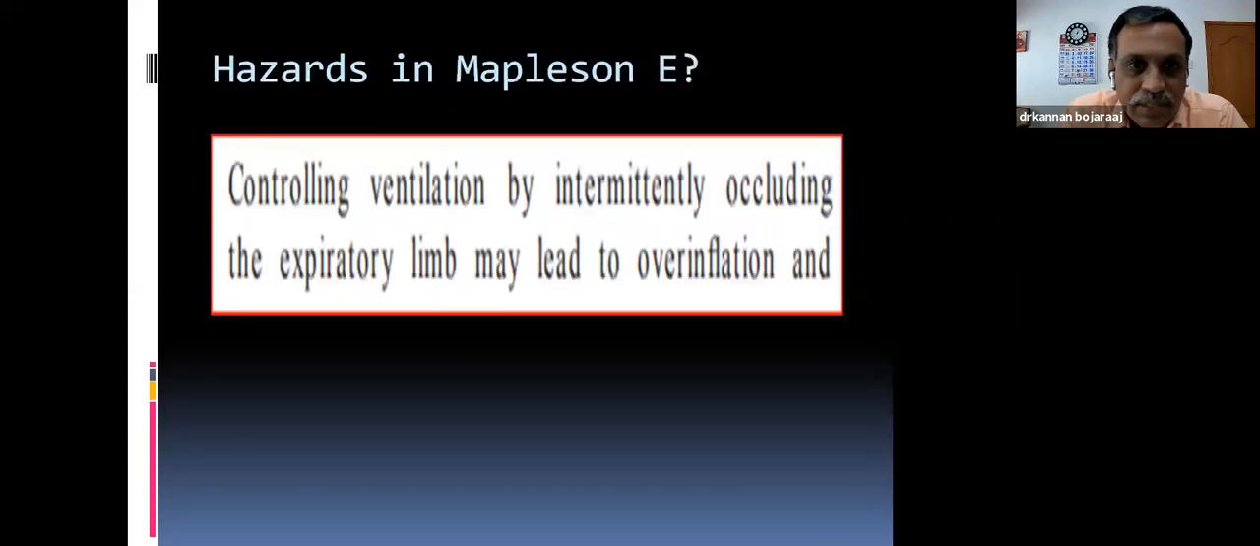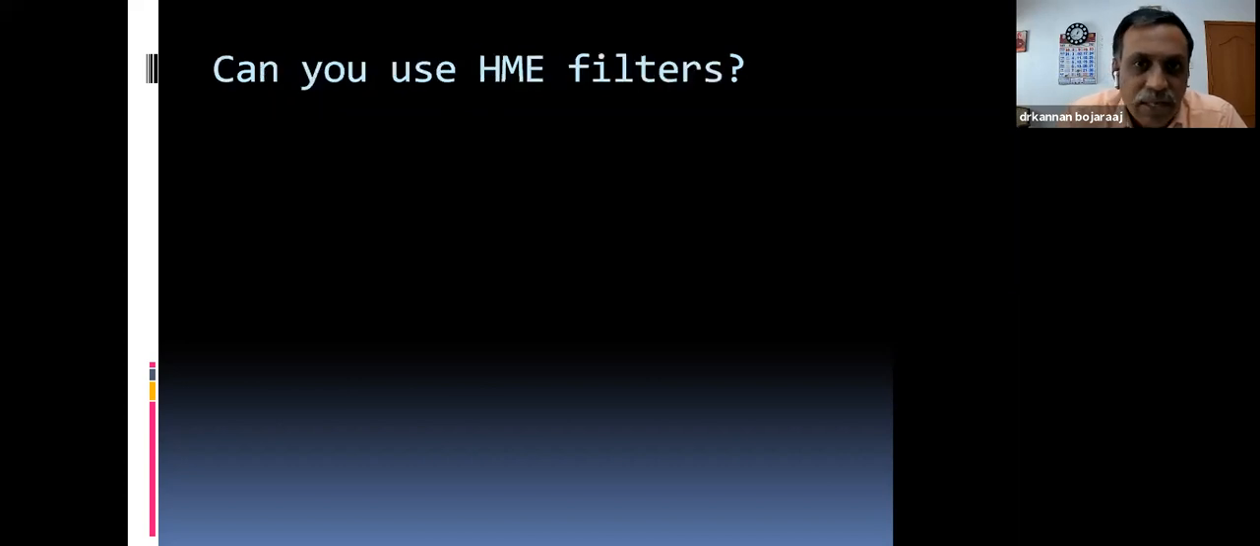Okay. What are the hazards of this Mapleson E? We are using this by intermittently occluding the expiratory limb, because the bag is not there. There is overinflation of the lung. There is every possibility of direct trauma. That is the hazard in the Mapleson E system. And can you use Cassini filters in Mapleson E and F? It is possible.